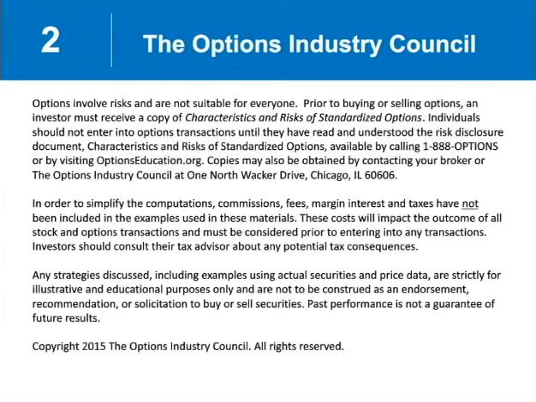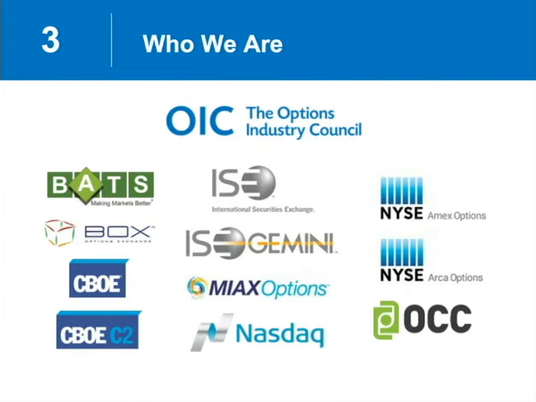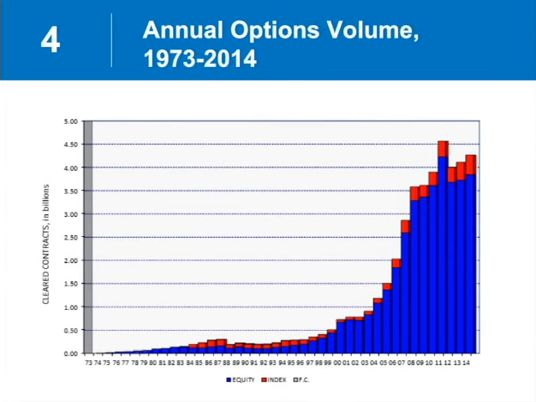The next slide speaks to who we are, the OIC. Again, for those of you just joining us for the first time, the Options Industry Council is the educational arm of the U.S. listed options industry. The industry now has 12 option exchanges, as well as, in the bottom right, the OCC. That's the clearing corporation that matches every buyer and seller. These exchanges have been funding us since 1992 with our initiative, basically to expose investors to the benefits and risks of the listed options product.